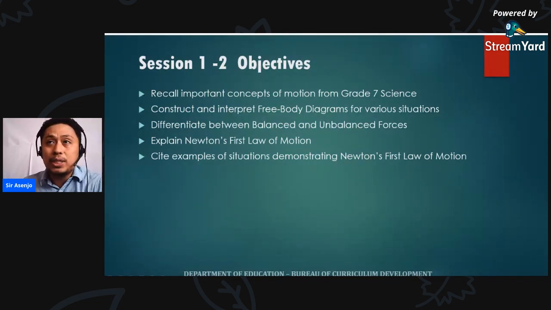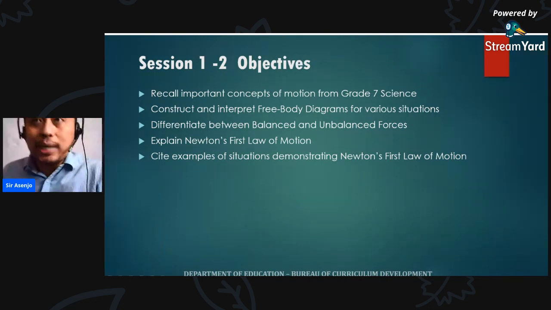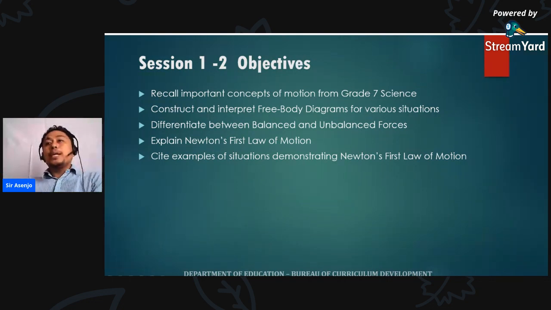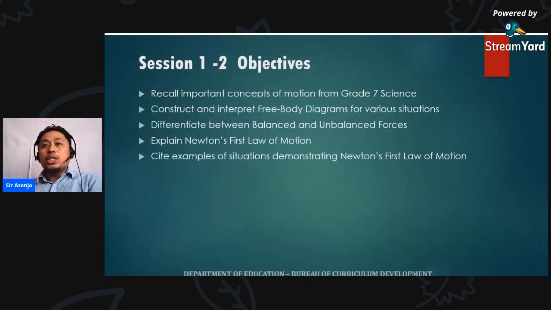Our objectives for the sessions: first, we have to recall important concepts of motion from grade 7 science. Second, we are going to construct and interpret free body diagrams for various situations. Third, differentiate between balanced and unbalanced forces. Fourth, explain Newton's first law of motion. And lastly, we're going to cite examples of situations demonstrating Newton's first law of motion.